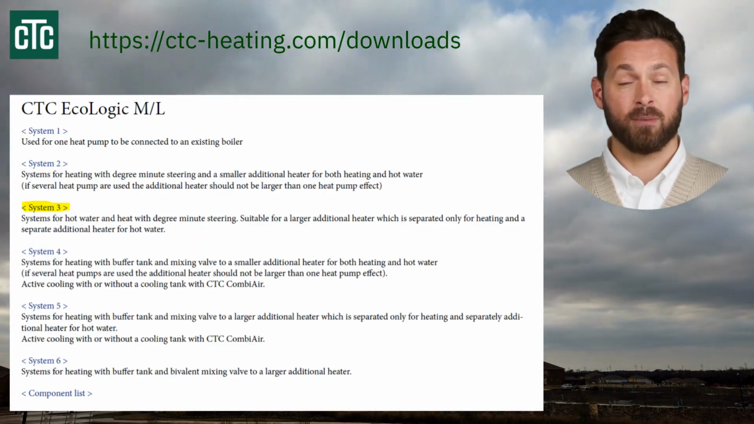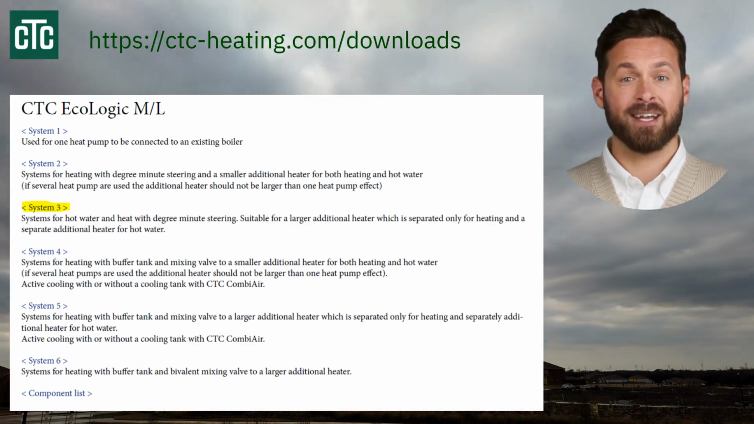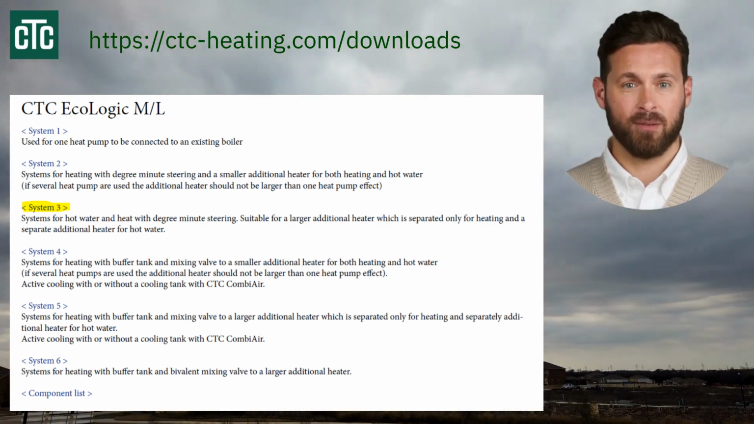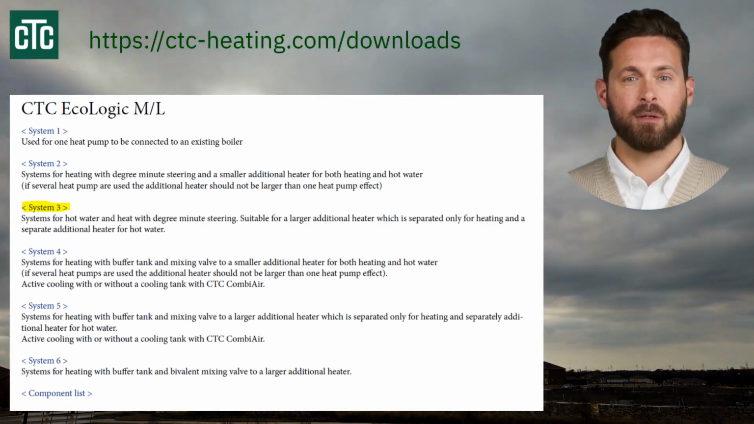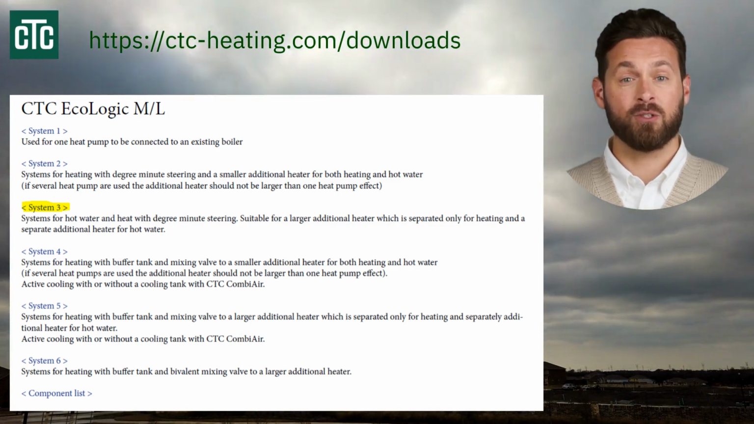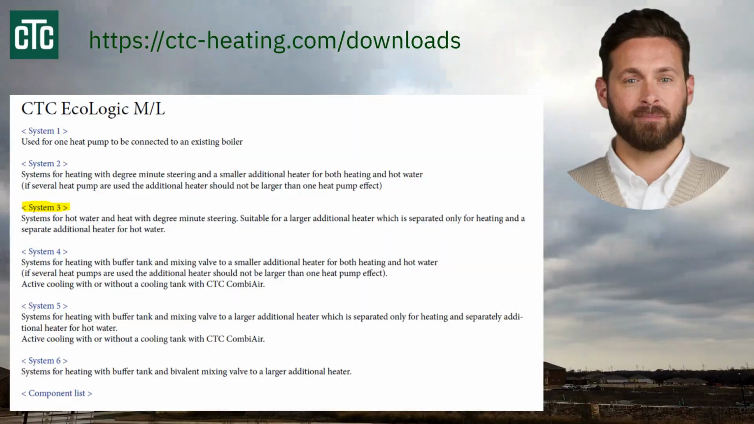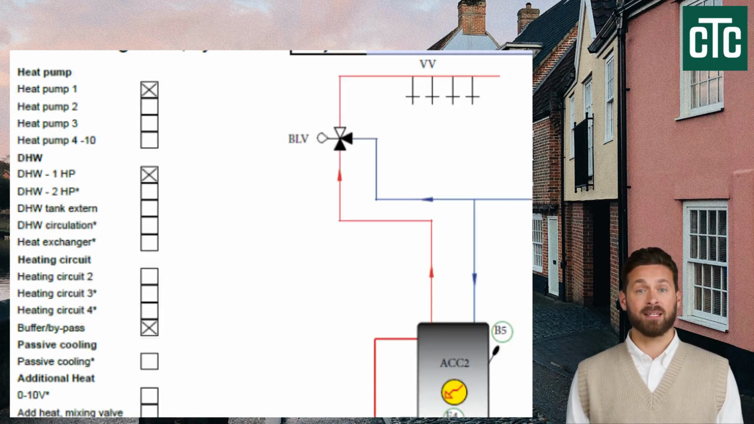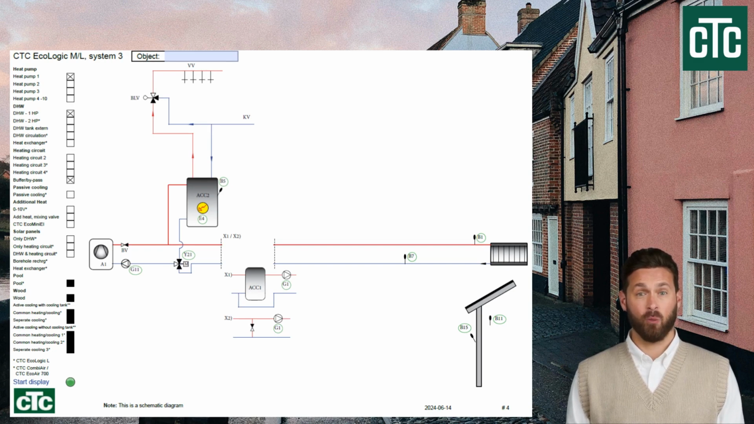Use one of the 6 available systems that are pre-programmed in the controller. We will go over the differences between all of them in a separate video. In our example, we will use System 3. By clicking the square boxes on the left side, you can schematically build the heating and domestic hot water system.